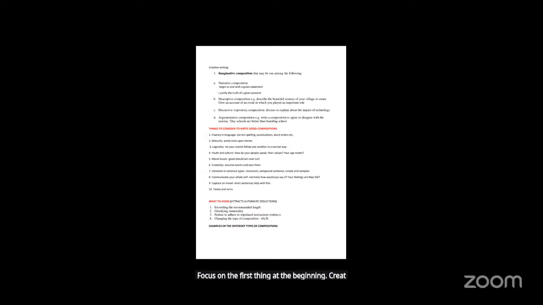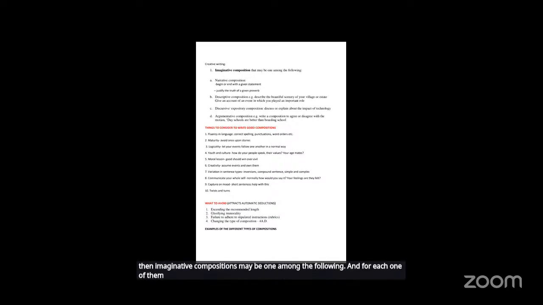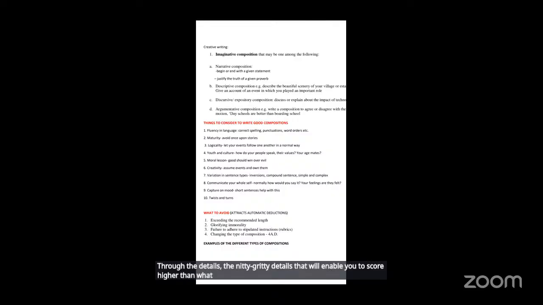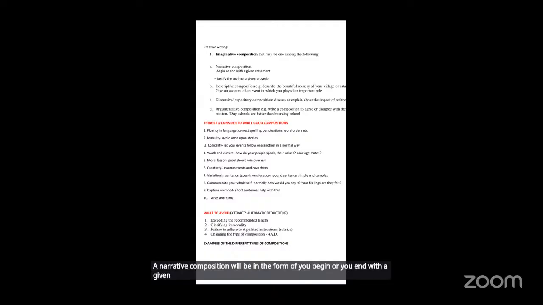Creative writing is my title, and then imaginative compositions may be one among the following. And for each one of them, I'll be able to take you through the details, the nitty-gritty details that will enable you to score higher than what you're scoring right now. Number one, you have a narrative composition. A narrative composition will be in the form of you begin or you end with a given statement.